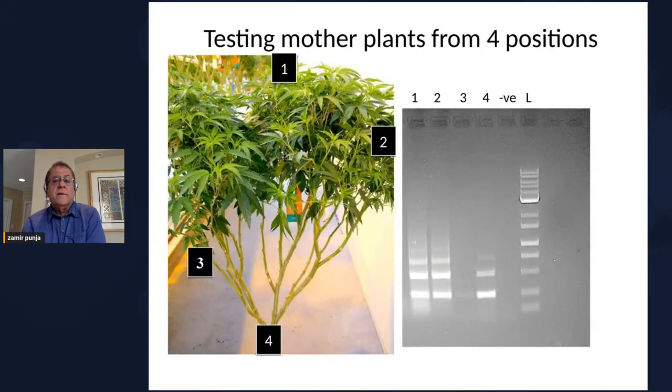Here's another mother plant. In this case, we sampled 1, 2, 3, 4, and guess what? We couldn't find it in 3. So 3 is this sample down here, the bottom of the plant, the older leaves, was negative. And yet the upper leaves and the side leaves and the roots were positive. So the distribution can vary. Depending on the mother plant, you may find it down here or you may not. And that obviously has really important implications if you're going to use these plants to grow your next crop.